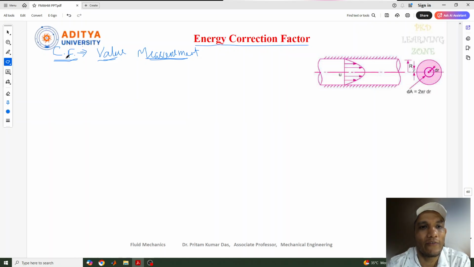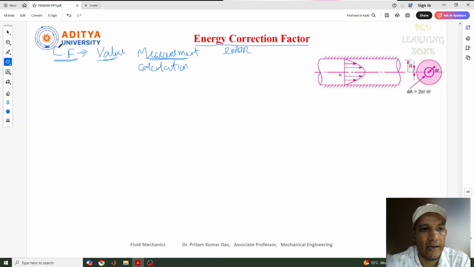So in simple terms, a correction factor is a value used to adjust a measurement or calculation and to account for errors. To adjust for those errors, we use the correction factor, for a measurement or for some calculation. So this is about the correction factor.